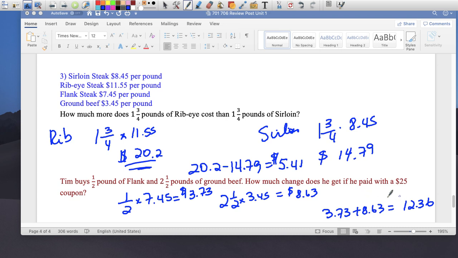And now he paid with a coupon, right? He paid with a coupon. How much change did he get back? Well, 25 minus 12.36. It's going to give him $12.64. That's how much he gets back. Okay. So I think that's that.